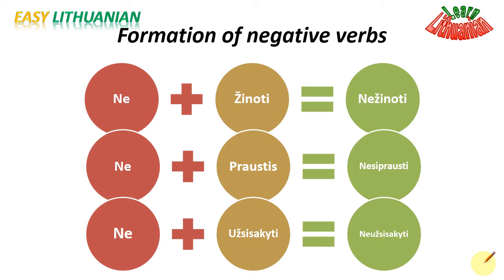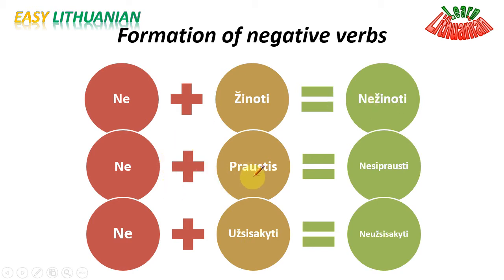So, in order to negate a verb, the steps are pretty easy. You only have to do a few steps. You only need to add the prefix ne, which means no. So, when you have the infinitive, for example, žinoti, to know, you add ne, and you get nežinoti, which means not to know, or to not know, literally.